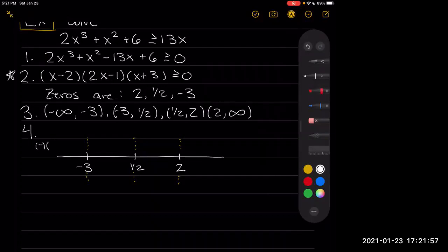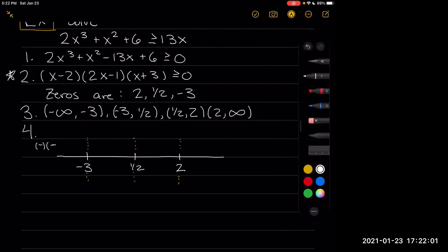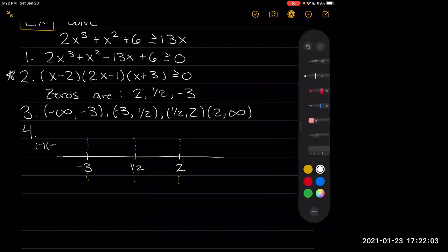-4 times 2 is -8 minus 1, that's negative. And then -4 plus 3, that's -1, so that's also negative. So that lets me know that this whole region is negative. And then in between -3 and 1/2, I like to pick 0 when I can because that'll make it easy. And then I'll see that that'll be 6. So that means that that is positive.